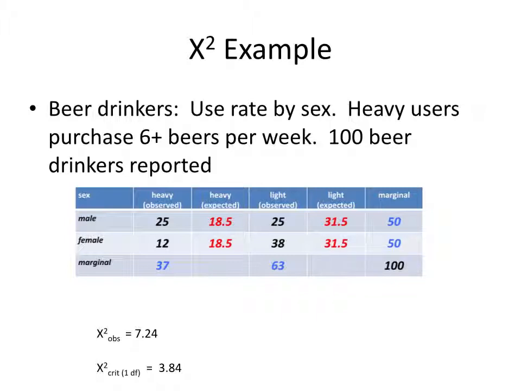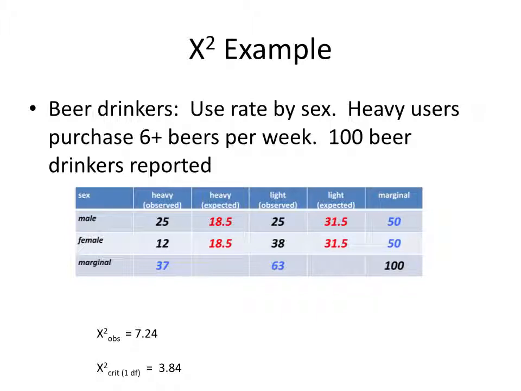So our sample is 100 beer drinkers. You can see the data presented here. We've got columns, heavy and light, and we've got rows, male and female. And for the male, we observe 25 heavy drinkers and 25 light drinkers. But for females, we observe 12 heavy and 38 light.